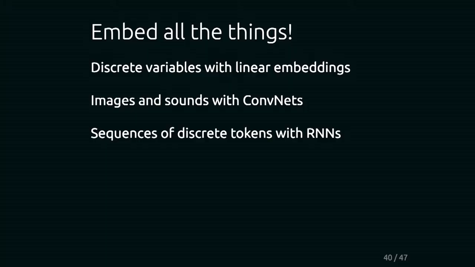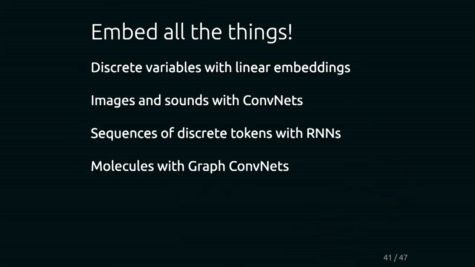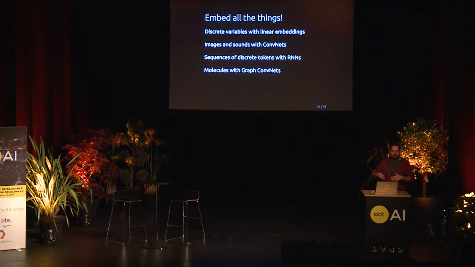You can also do sequences of discrete tokens with recurrent neural network. For instance, if you type a query, the order of words might matter. So just doing an average of the query keywords might not be a good idea. Maybe a recurrent net might be better, or a convolutional neural net. And you can also embed more structured input. Like for instance, for molecules, you can take the graph representation of a molecule and use a graph convnet to embed it into a vector space. And obviously, we're not very interested in recommending molecules, but it's just to highlight that we have a lot more flexibility when we do that.